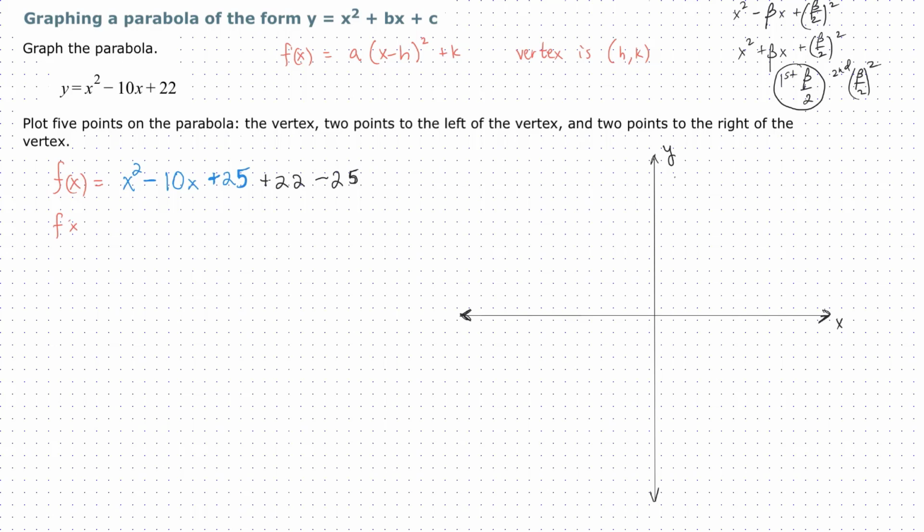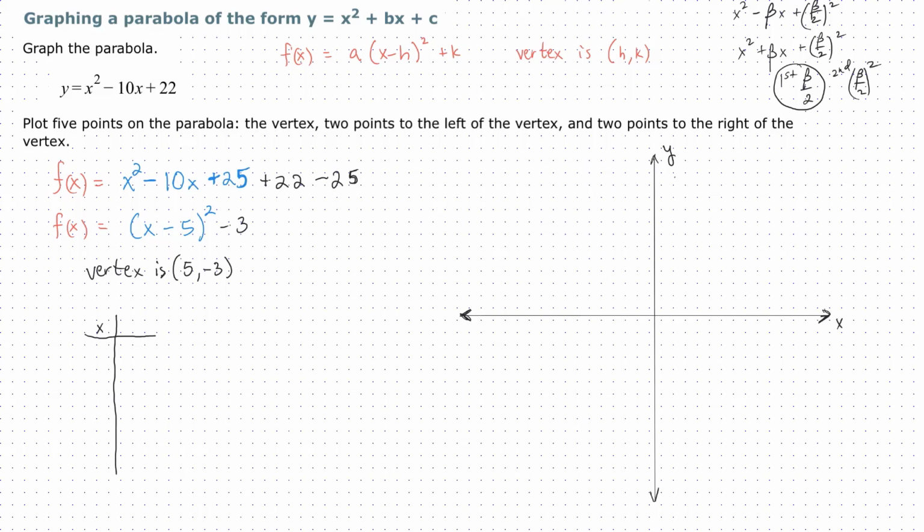Let's rewrite this. f of x is now equal to the quantity x minus 5 squared. That's exactly why we complete the square. Minus 3. Now we could identify the vertex. And the vertex is really key. It's going to be parentheses 5, negative 3. So the vertex is actually in the 4th quadrant. Now we need to graph 2 ordered pairs to the right and to the left of this. So why don't we make a t-chart and start labeling those ordered pairs?